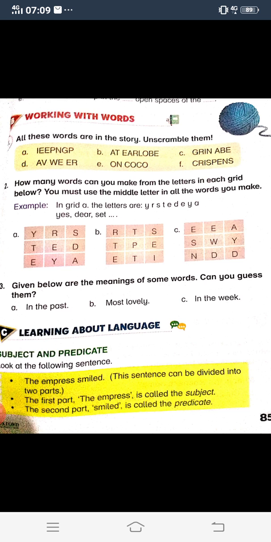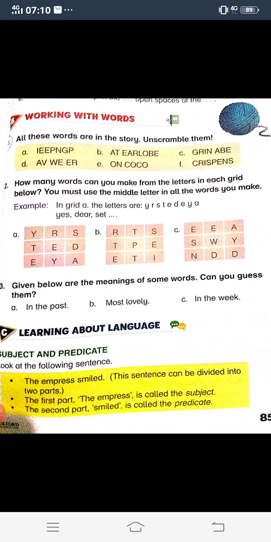D is weaver. When you arrange the spelling, it will be weaver. WEAVER. Next, when you arrange the spelling, this will be cocoon. COCOON. Next, the last one, when you arrange the spelling, it will be princess. PRINCESS. I will send its picture as well, so it will be easy for you to write the answers.